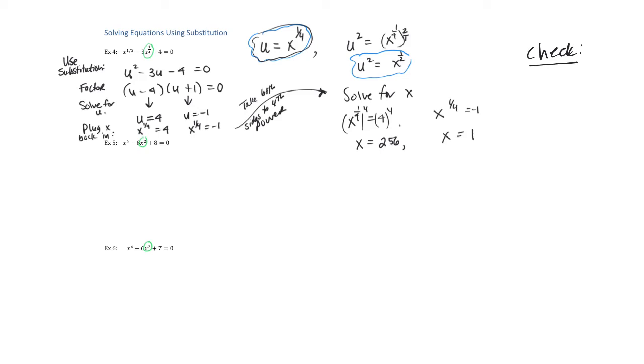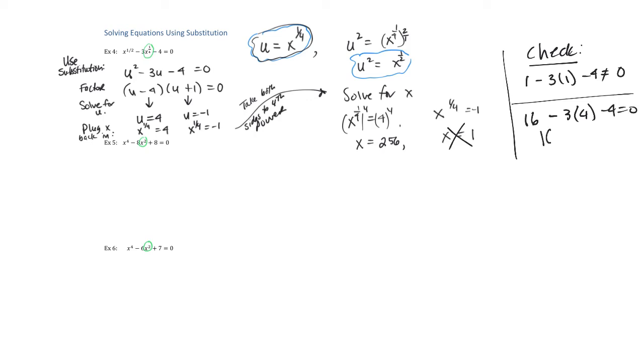Okay, I'm going to do 1 first because it's easier. So 1 to the 1/2 is just the square root of 1, which is 1. Minus 3 times the x to the 1/4, that's still just 1. Minus 4. And that does not equal 0. 1 minus 3 minus 4, that's negative 6. So that one, nope. Okay, and now let's just do our other one. Let's see. Square root of 256, that is 16. Minus 3 times the 4th root of 256, that's 4. Minus 4. 16 minus 12 minus 4, that does work. So I've got one solution there.